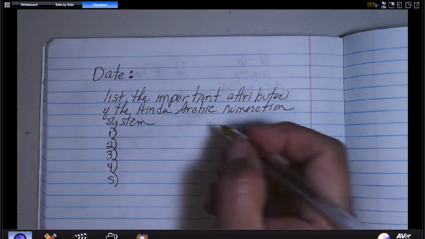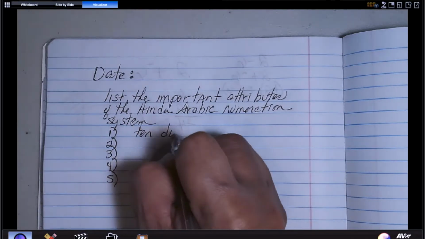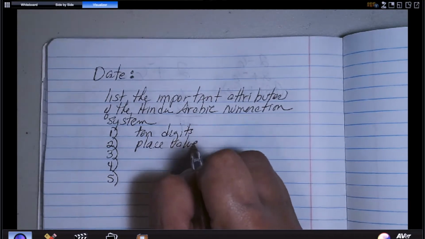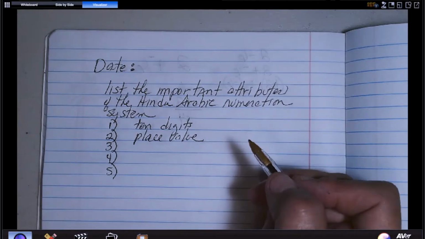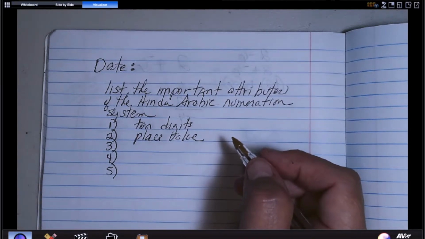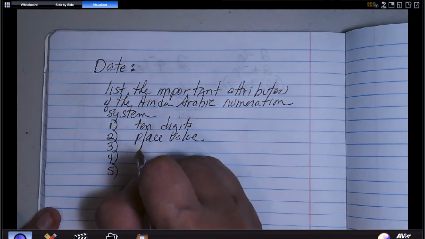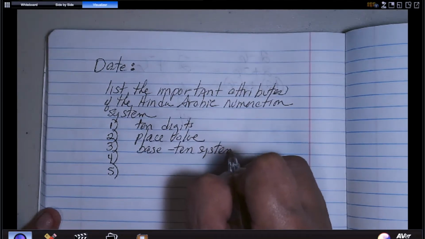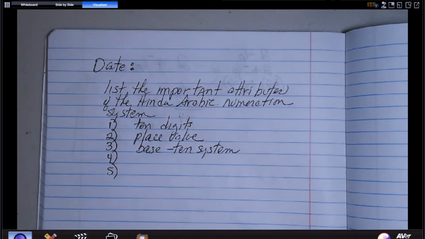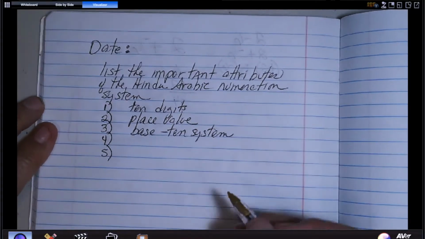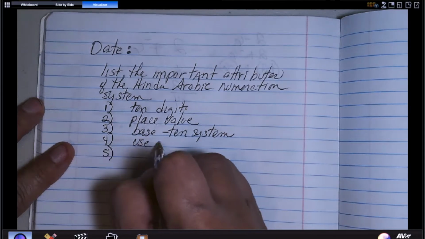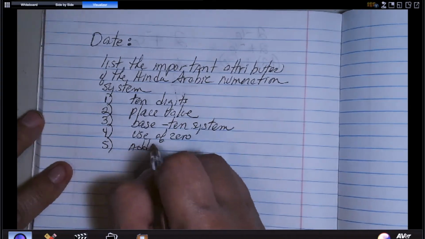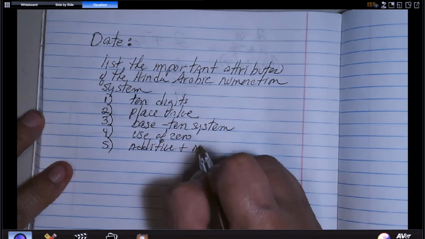Ready? Okay. We know we have 10 digits. Our system has place value, that every digit has a different value depending on its position. Our system is also called base 10, which is groups of 10. And every time you move to the left, you multiply by 10. Then we have 0 as a placeholder, and our system is additive and multiplicative.